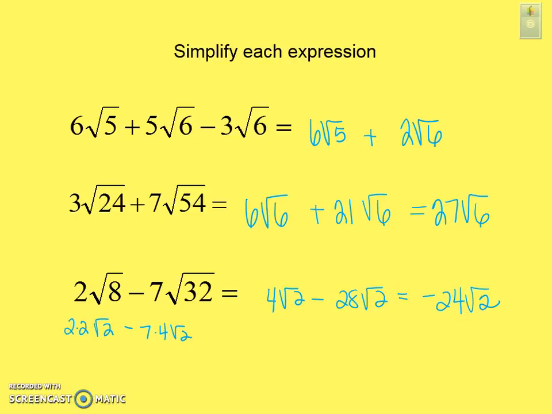So check your answers with what you have here on the screen. The first one, the square root of 6s are the only two things that combine, so we leave 6 radical 5 on its own, plus 2 times the square root of 6.